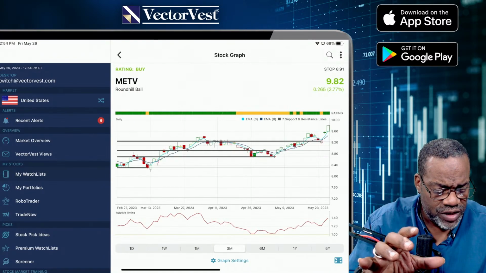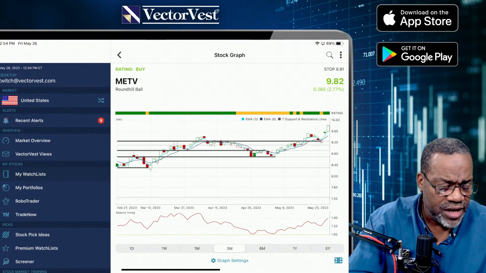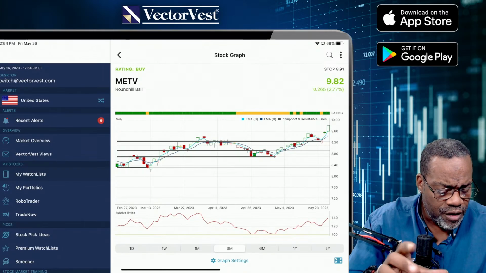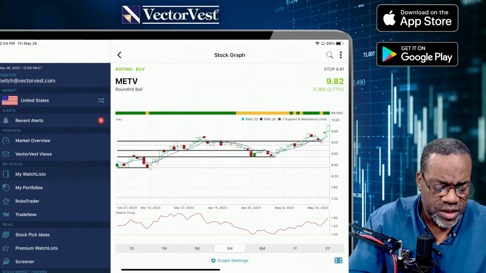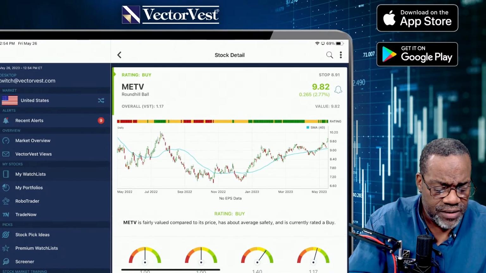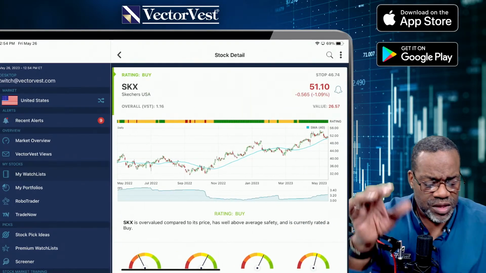I do like the move. It just got out of a channel, came back and tested that level of the resistance and level of support, nicely moving up. RT is above 1. No wick at the top of the candle. I'd set an alert on that. Let's go to the next one.